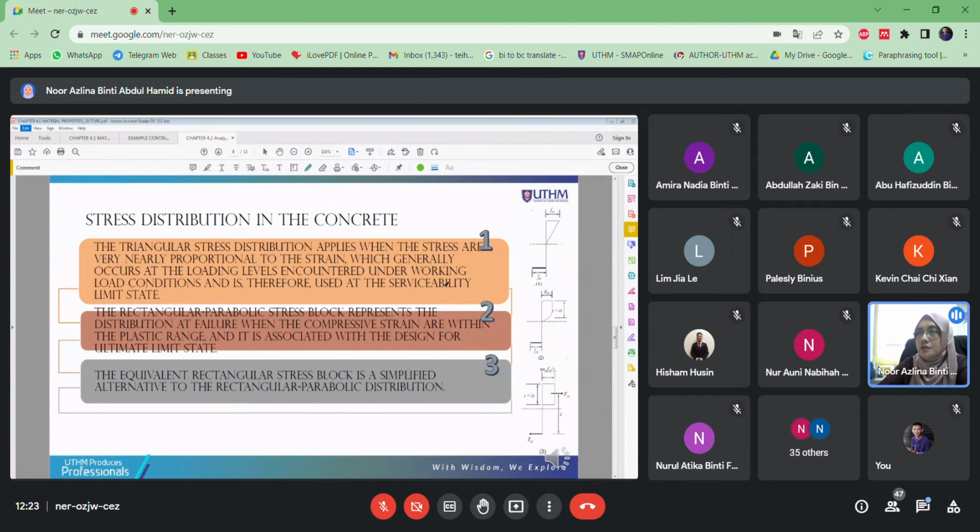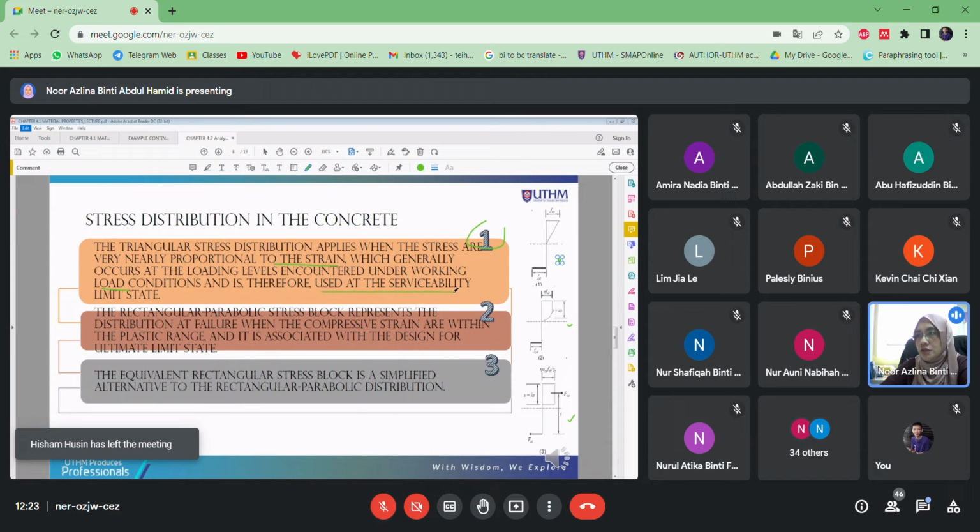Okay, so you can go through. We have these three kinds of stress strain blocks. The first one here, ada bentuk triangle kan. So this is the distribution that applies when the stresses are very nearly proportional to the strains, which generally occurs at the loading levels encountered under working loads.